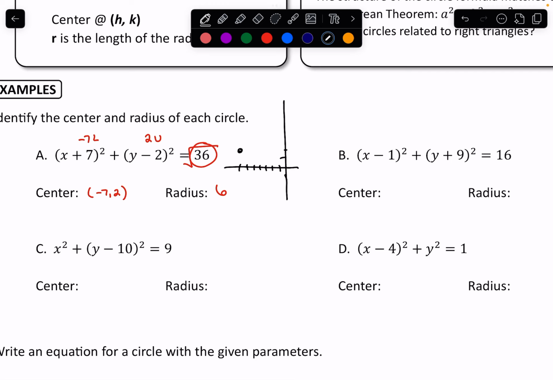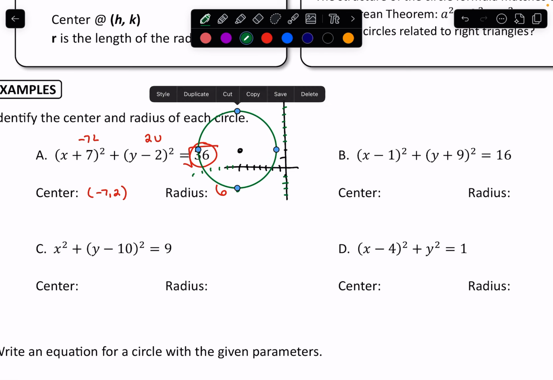Now, my radius is 6, so I would go 6 to the right and put a dot. I would go 6 down, 1, 2, 3, 4, put a dot. I would go up 6, 3, 4, 5, 6, put a dot. I would go to the left 6, 1, 2, 3, 4, 5, 6, and put a dot. And when I connect these dots, I don't want a square. That wasn't a very good circle, was it? When I connect these dots, I get my circle.